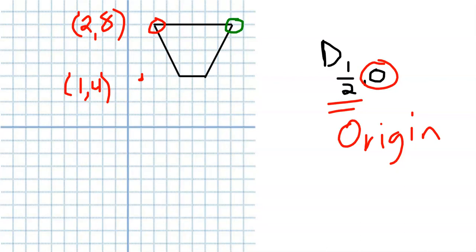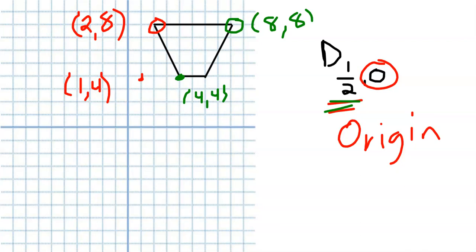Go to this point over here. The coordinates for that point are 1, 2, 3, 4, 5, 6, 7, 8. 8. A dilation of 1/2. Divide both by 2, and our new point is here at 4, 4.